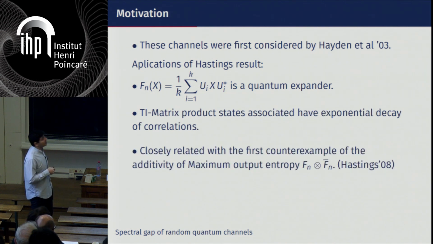Also, these channels are closely related to the first counterexample of the additivity of the maximum output entropy that Hastings gave. Essentially, it's this channel, but where the weights are also random. So instead of 1 over square root of k, there is 1 over square root of some p_k's that are random.